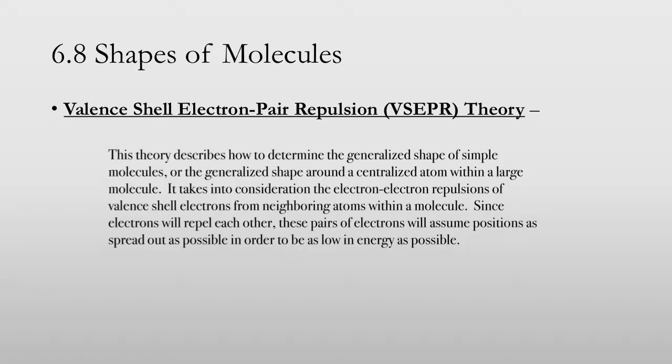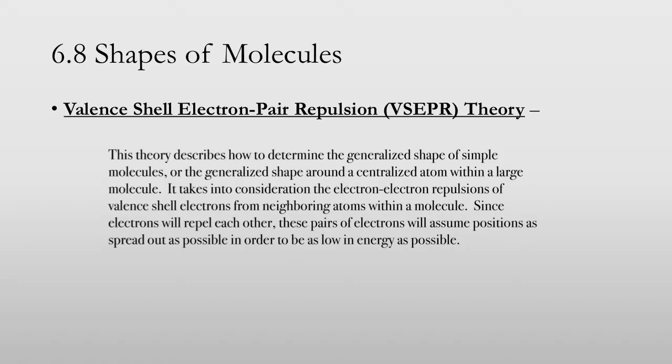This theory describes how to determine the generalized shape of simple molecules or the generalized shape around a centralized atom within a large molecule. It takes into consideration the electron-electron repulsions of valence shell electrons from neighboring atoms within a molecule. Since electrons will repel each other, these pairs of electrons will assume positions as spread out from each other as possible in order to be as low in energy as possible.